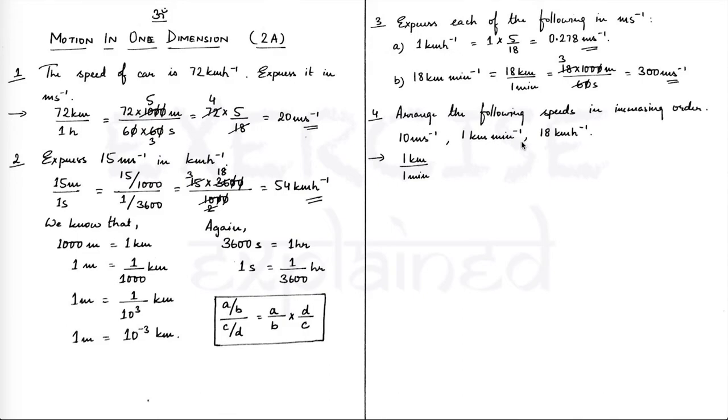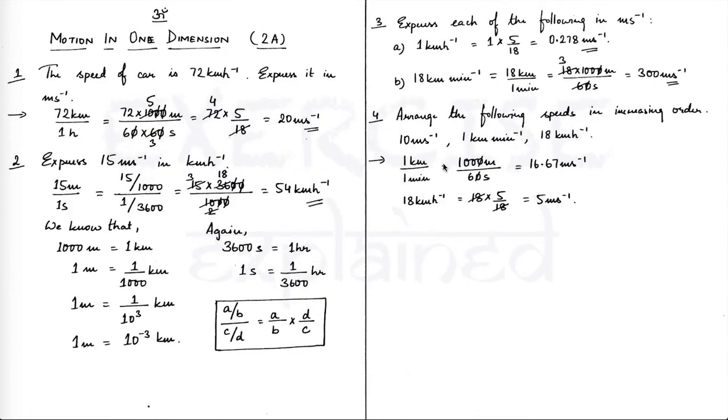I'm converting 1 kilometer per minute. Now if a vehicle is traveling at a speed of 1 kilometer per minute, the vehicle can cover 1 kilometer in 1 minute. So we write it as 1 kilometer divided by 1 minute. That can be written as 1000 meter, since 1 kilometer is 1000 meter, divided by 1 minute, which is 60 seconds. 0 cancels, and 100 by 6 gives me 16.67 meter per second. So 1 kilometer per minute is nothing but 16.67 meter per second.